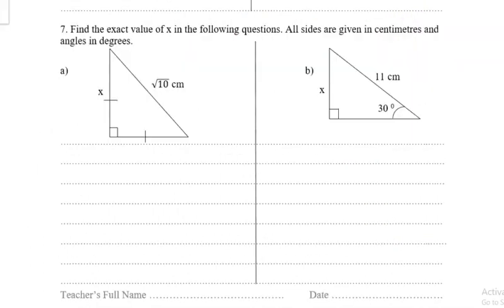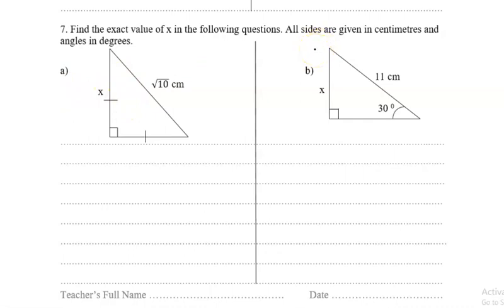Question 7. Find the exact value of x in the following questions. All sides are given in centimeters and angles in degrees. Now for question 7, we're not allowed to use a calculator because we're asked to find the exact value of x.